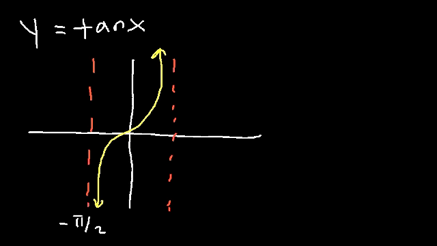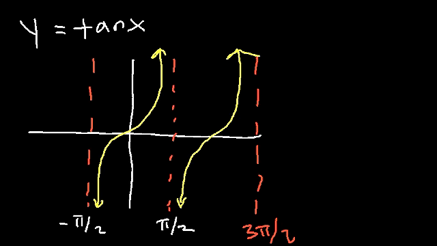Now this shape repeats across each vertical asymptote. The next vertical asymptote is at 3π/2, and then it's going to have the same shape. So x can be anything except the vertical asymptotes.